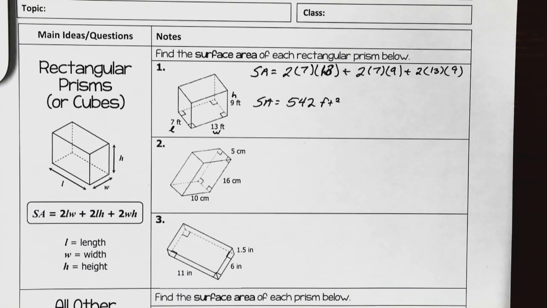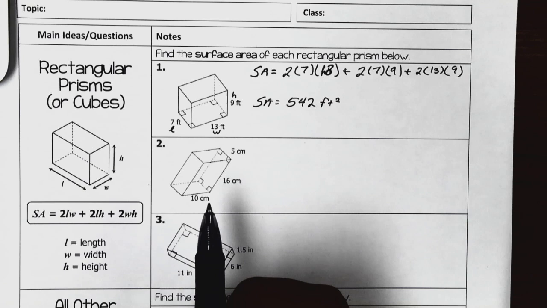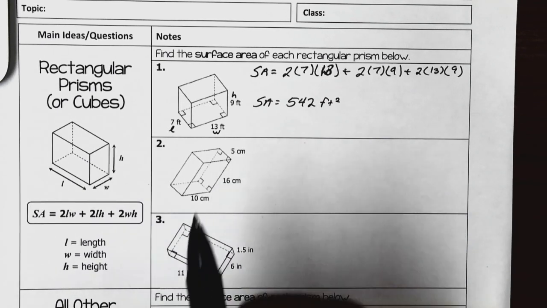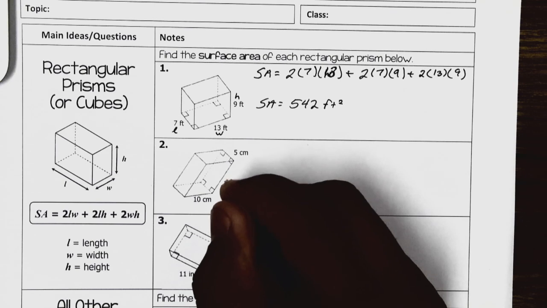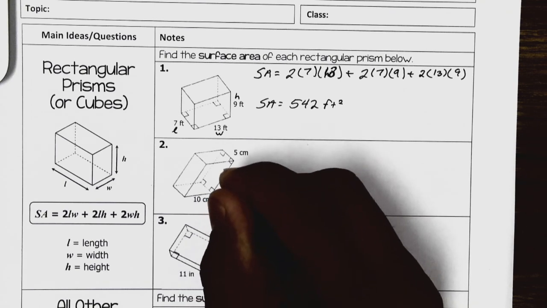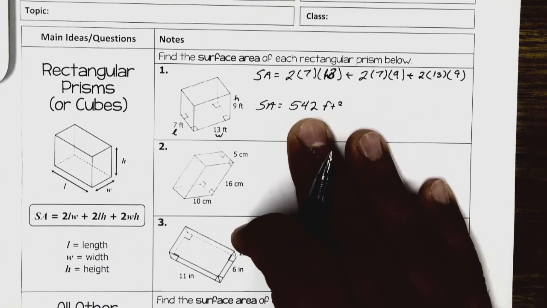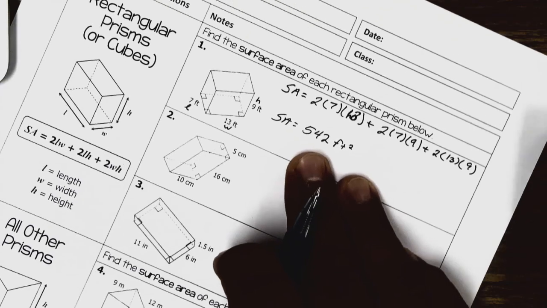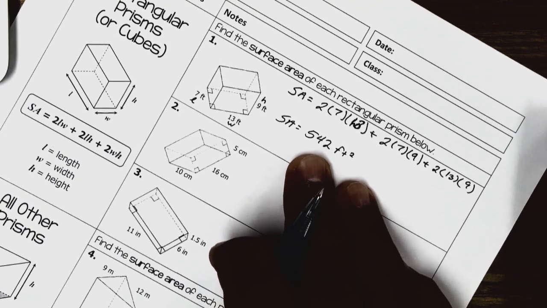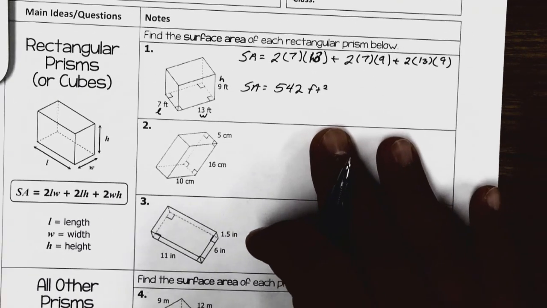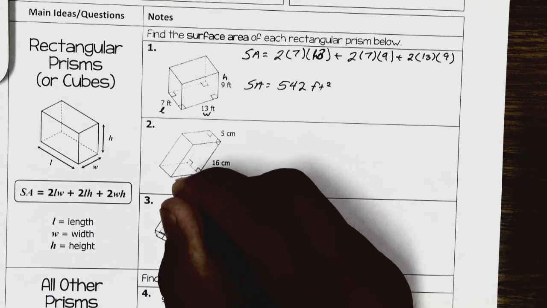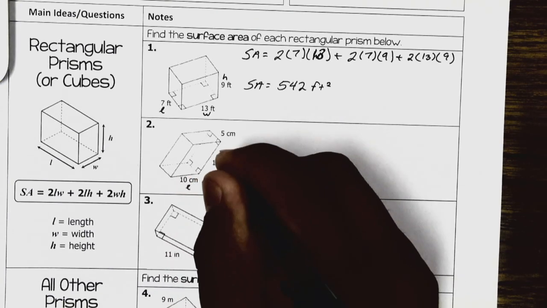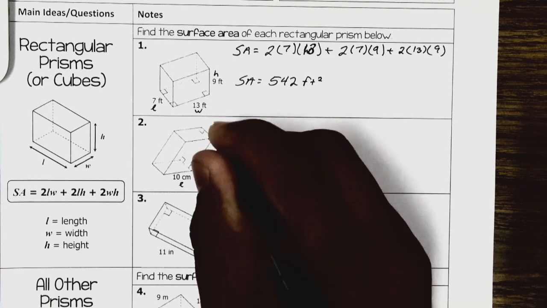All right, the next one. So right here, this one would be my H. Oh, because it's sideways. I know it looks like it's slanted, but it's not. If you were to put it like this, it's just a box that's tilted. All right, so this is my L. This can be my H, and this can be my W.